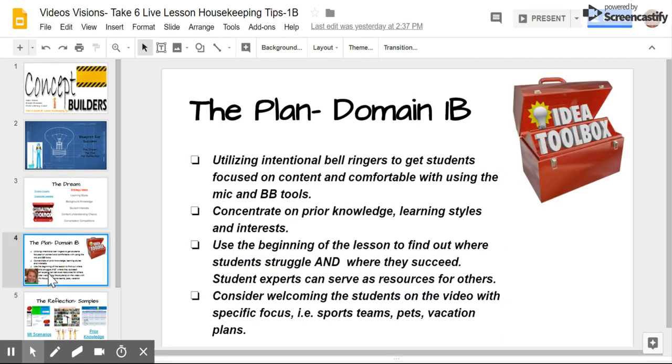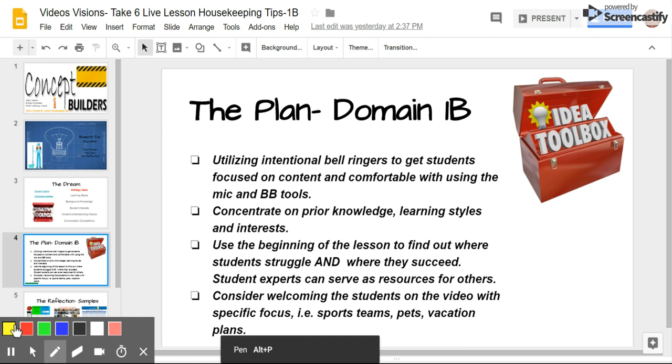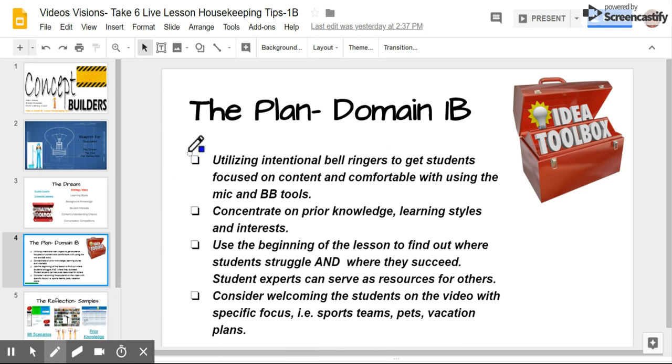So when we talk about the plan and when we look at domain 1B, we want to kind of think about certain guiding questions when setting up those slides. Are we using those bell ringers intentionally? Are we getting those bell ringers to focus on content?